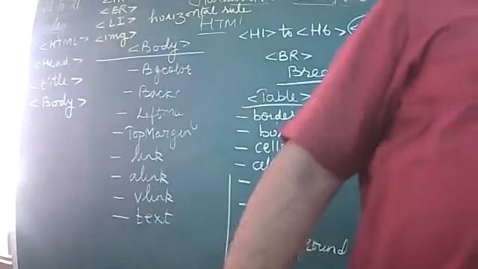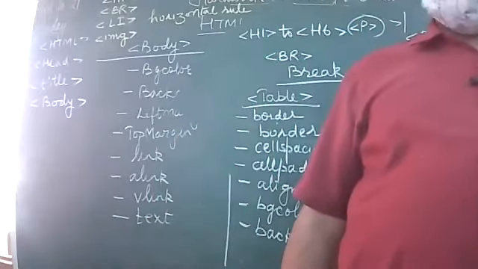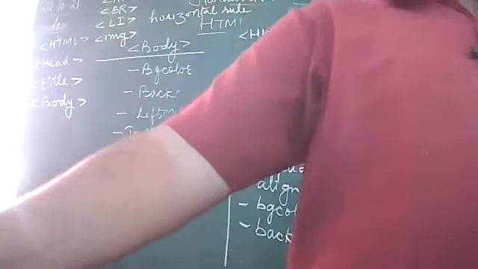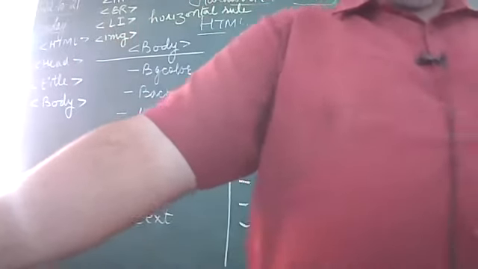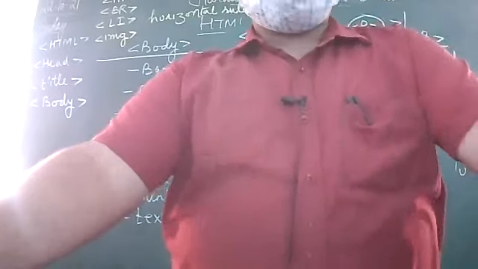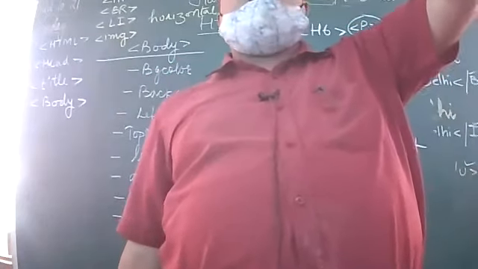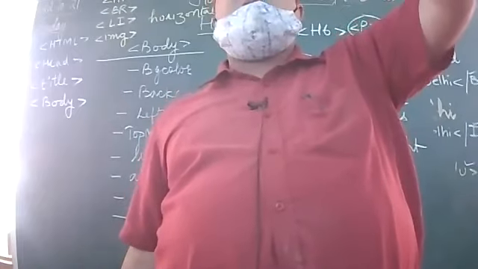Which attribute is used to put more space around the cell? Cell spacing. Cell spacing, B option. MCQs done? Anybody who has not covered the MCQ part?